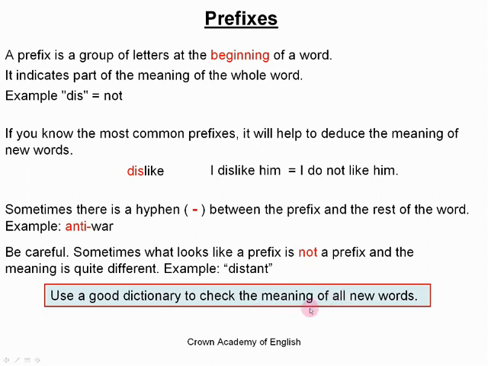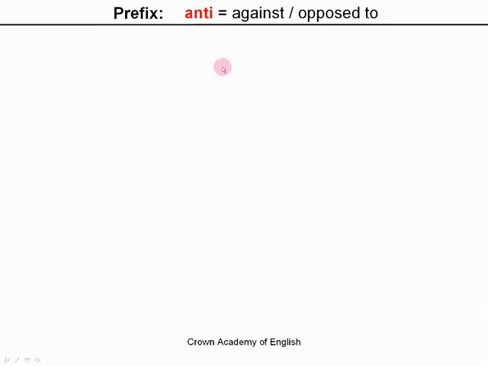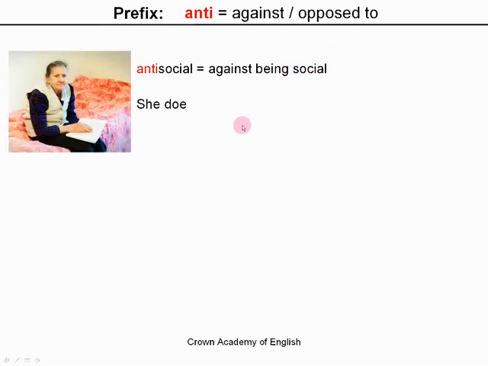Okay, so in this video, I will give you the most common prefixes and I will give you some examples. So the first one, anti, and this means against or opposed to. Example, antisocial means against being social. Okay, so against society, opposed to friends, for example. She doesn't have many friends because she is antisocial.